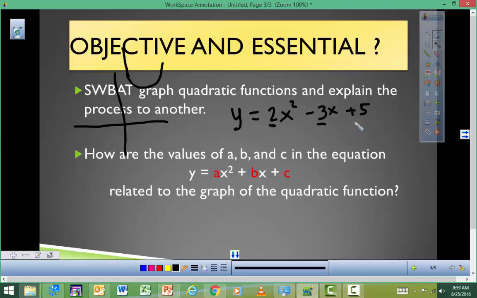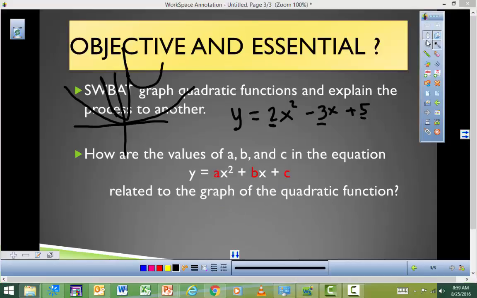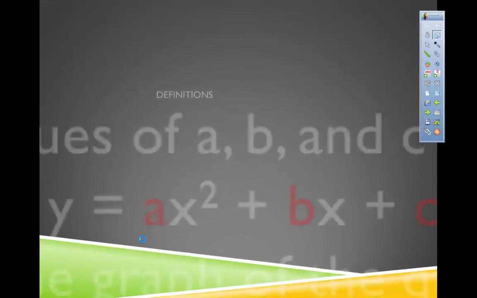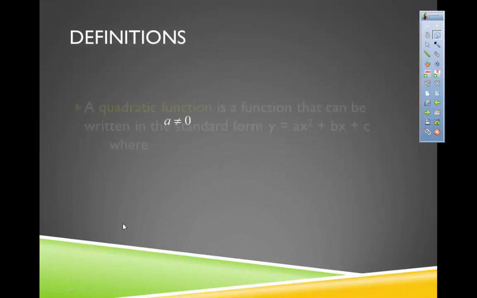What does this number do? What does this number do? And what does this number do? They all have a little role in moving this graph around. Sometimes the graph becomes flatter like this, like that. Sometimes the graph becomes really steep, like that. So all these little numbers have a little role. And so that's part of what we're going to be doing in this first lesson, is learning what those numbers do.